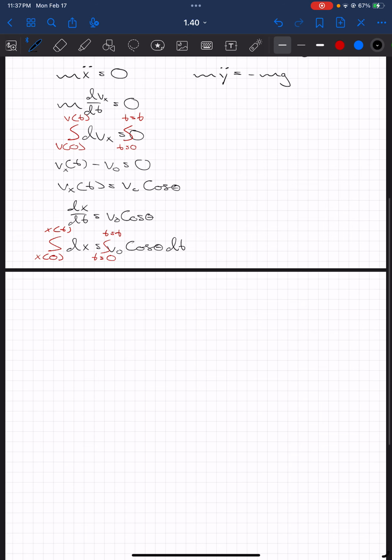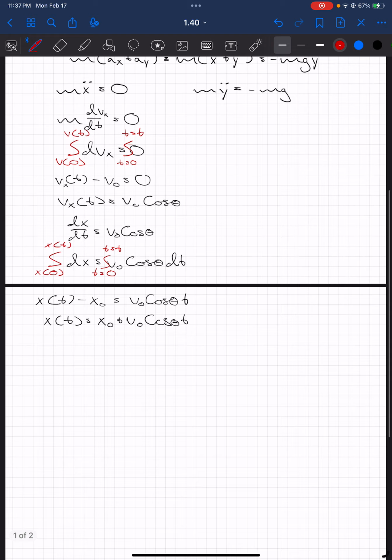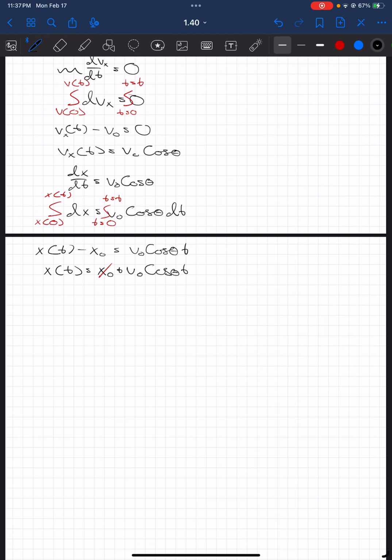Doing this integral, we get that x of t minus x naught is equal to v naught cosine theta times t. To get x of t by itself, we'll move x naught over to the right side. So x of t is equal to x naught plus v naught cosine theta times t. And we placed our cannon at the origin, so x naught is actually just equal to 0. So it goes away, and our position function in the x-axis direction, x of t, is equal to v naught cosine theta times t.